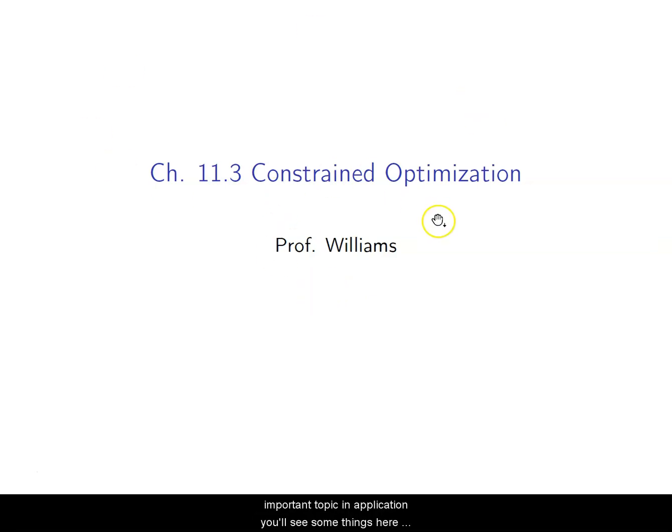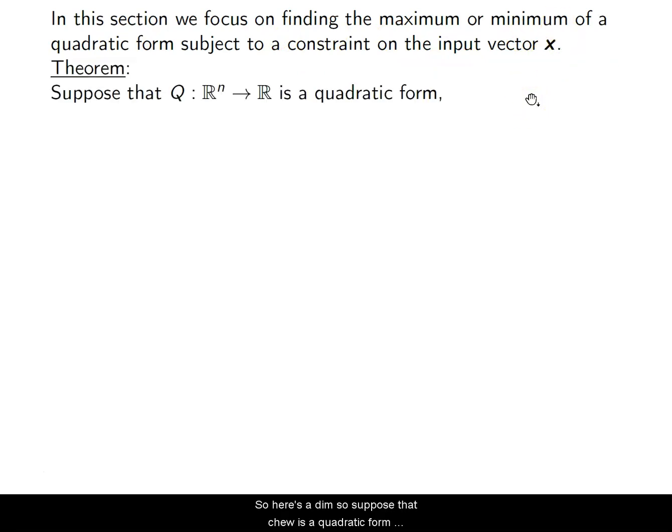So this is a very important topic in applications. You'll see some things here that are very similar to what you would see in Calculus 3. So this should be a fairly straightforward section for a lot of you guys. So hopefully it gives you another way of looking at some things that you are already familiar with, right? So in this section, again, just to repeat what we're talking about, we're going to focus on finding a max or min of a quadratic form subject to the constraint on our input vector, which we are calling x, right? So here's a theorem.